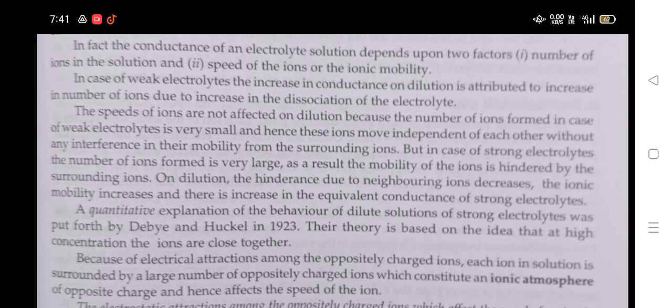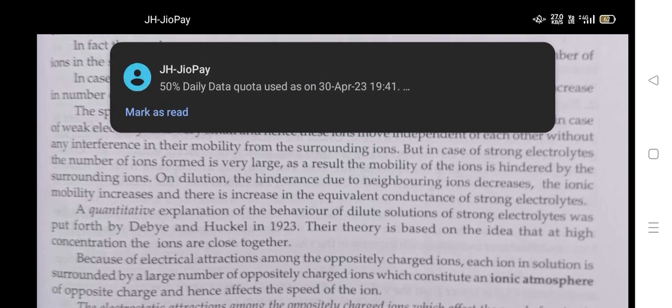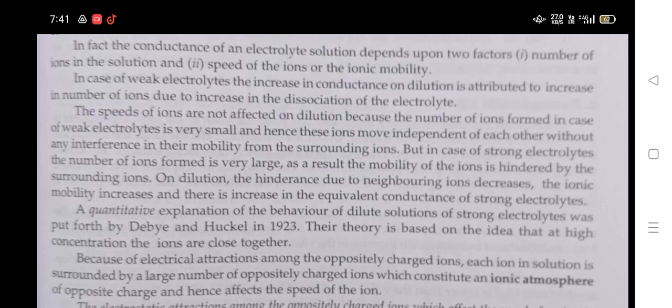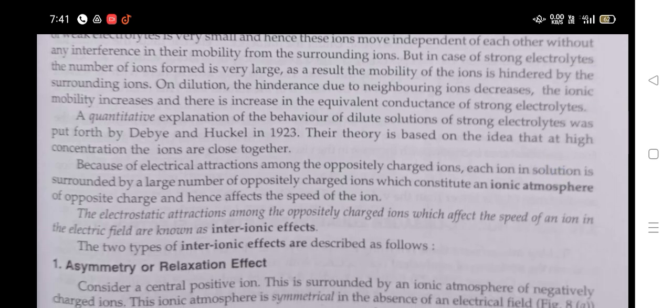conductance of strong electrolytes. A quantitative explanation of the behavior of dilute solutions of strong electrolytes was put forth by Debye and Huckel in 1923. Their theory is based on the idea that at high concentration the ions are close together. Because of electrical attraction among the oppositely charged ions, each ion in solution is surrounded by a large number of ions of opposite charge, which constitute an ionic atmosphere and hence affect the speed of the ion.